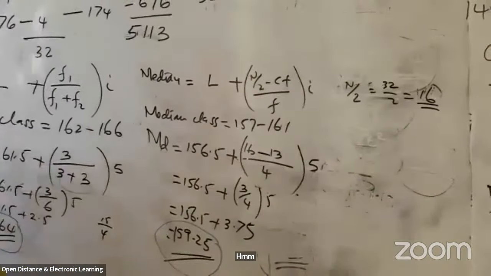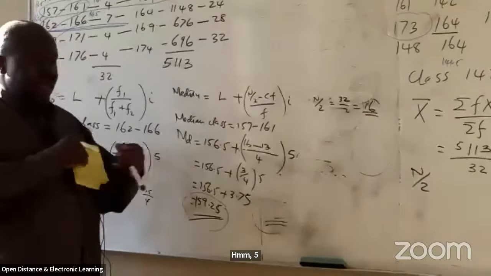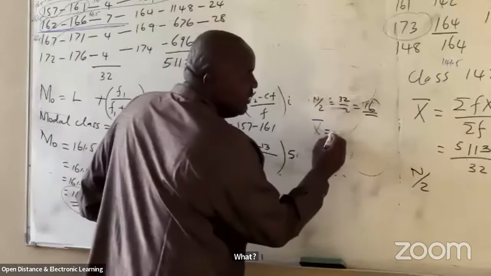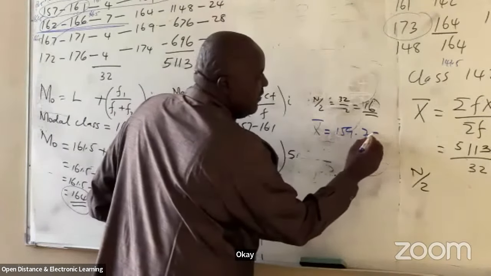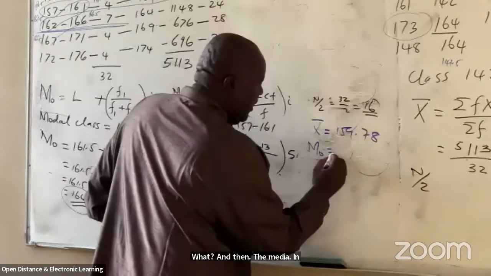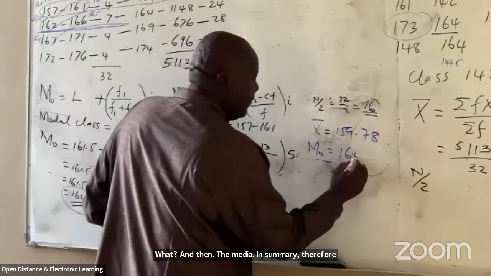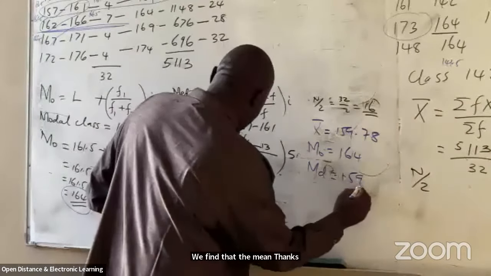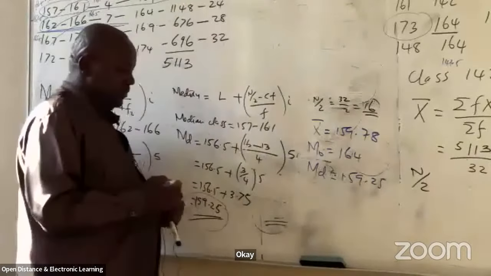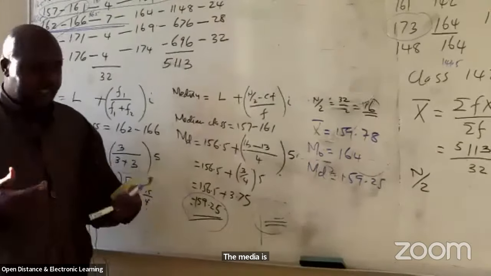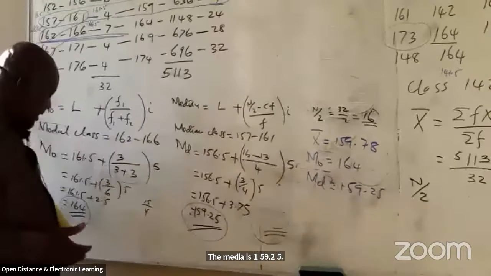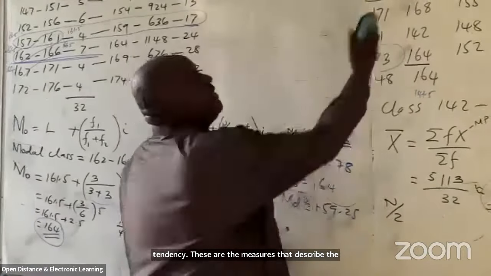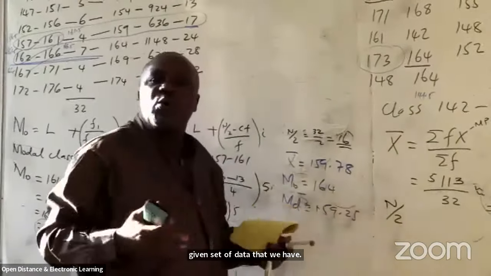So that is how we can evaluate the mean, mode, and then the median. In summary, therefore, we find that the mean is 159.78. The mode is 164. The median is 159.25. These are the measures of central tendency. These are the measures that describe the given set of data that we have. Now, what conclusions can we draw?